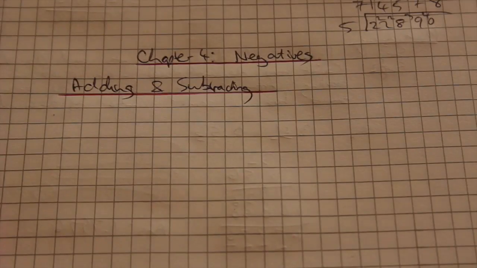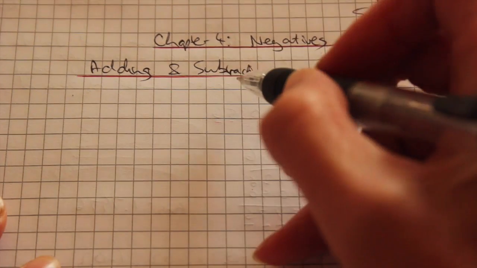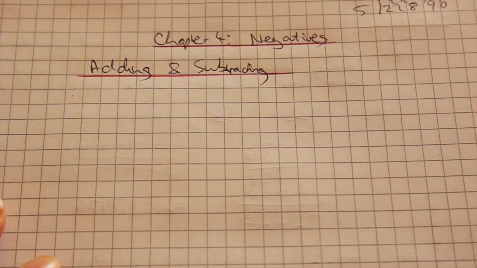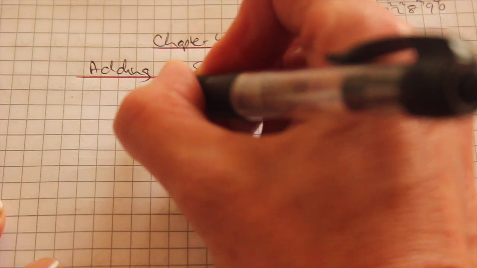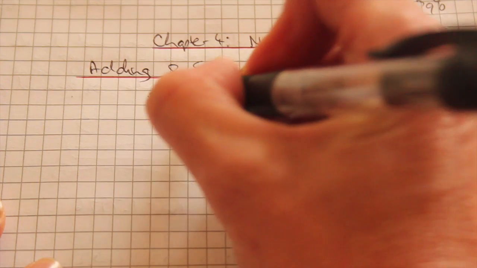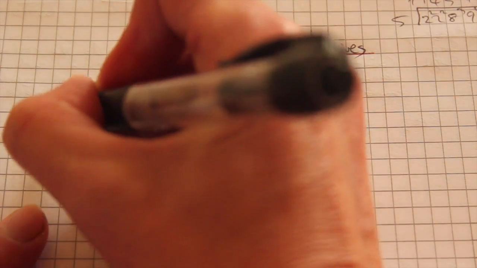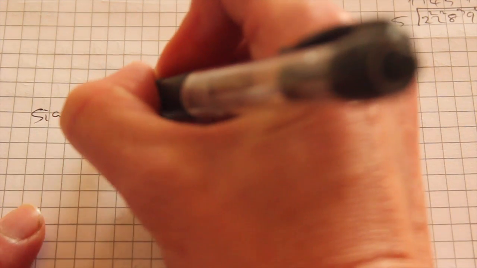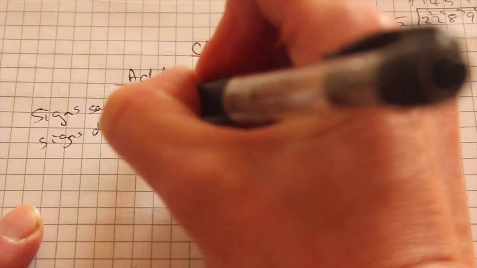Okay, the next chapter is chapter 4, negatives. They're split into two. There's adding and subtracting, which go together, then multiplying and dividing, which go together. When you're adding and subtracting a negative number, basically the rule is you cannot have two signs side by side. And if both signs are the same, you put in a positive, and if the signs are different, you put in a negative.